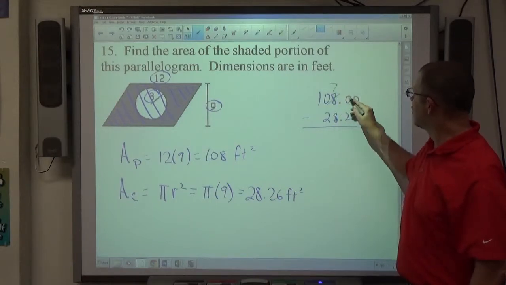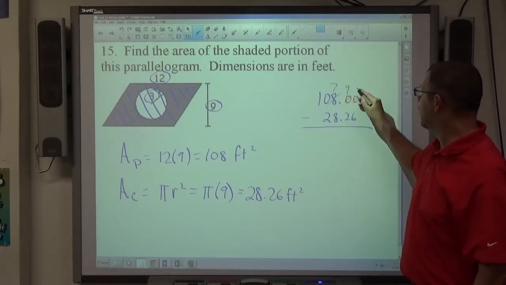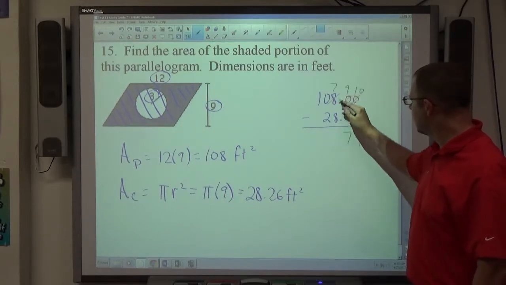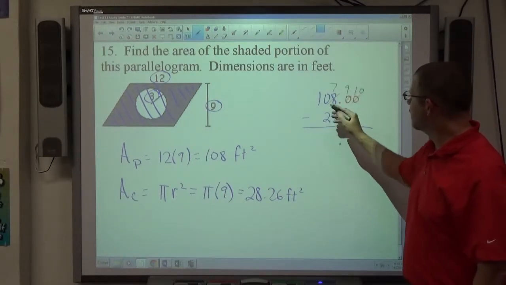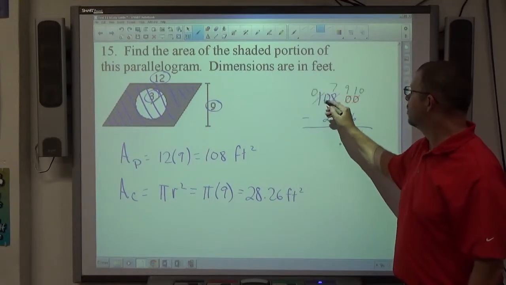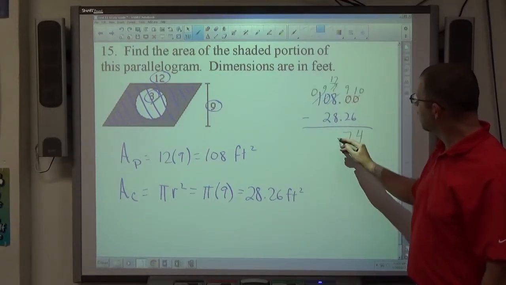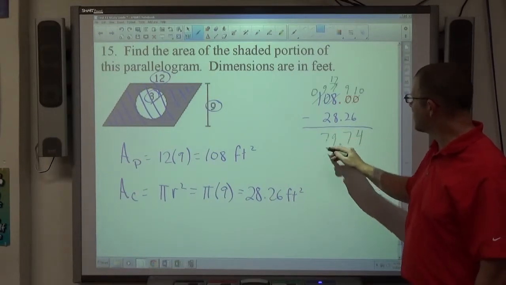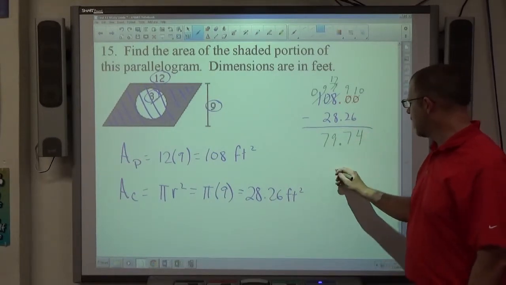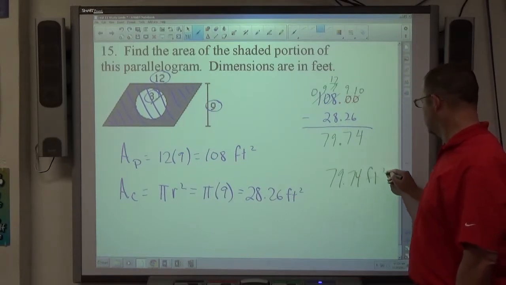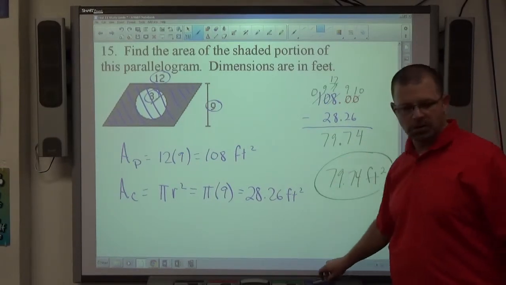That becomes 7. This becomes 10, which drops to 9. So make this 10. 10 minus 6 is 4, 9 minus 2 is 7. Bring the decimal down. 7 minus 8 can't do it. This becomes 0, this becomes 10, drop down to 9 to make this into a 17. 17 minus 8 is 9, and 9 minus 2 is 7. So 79.74 feet squared is the area of the shaded portion of the figure.